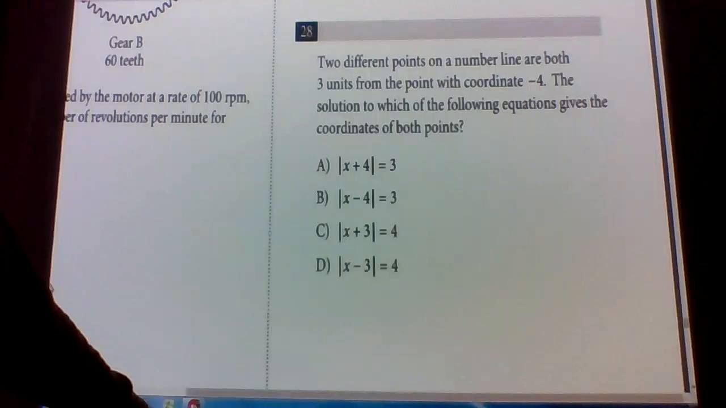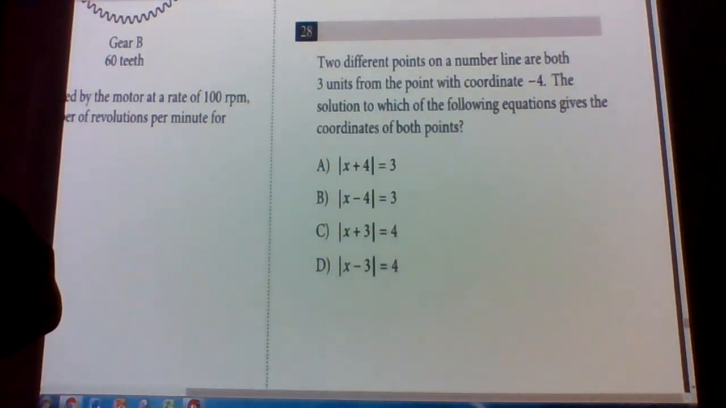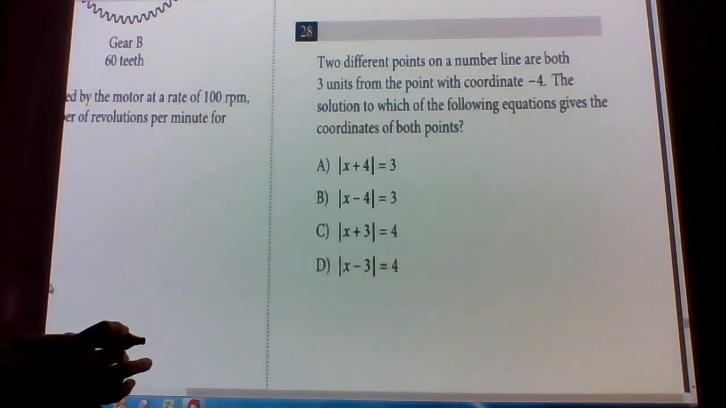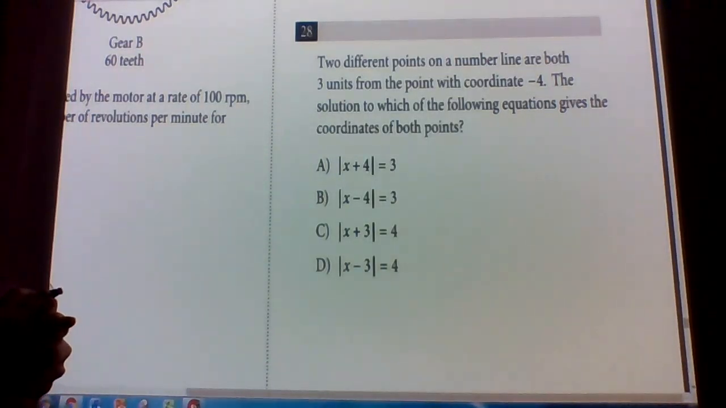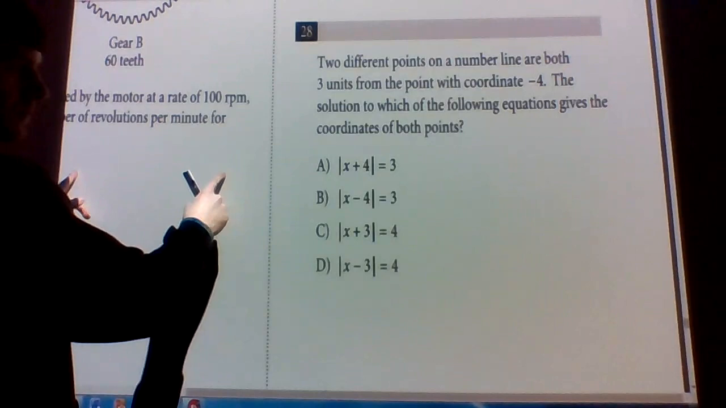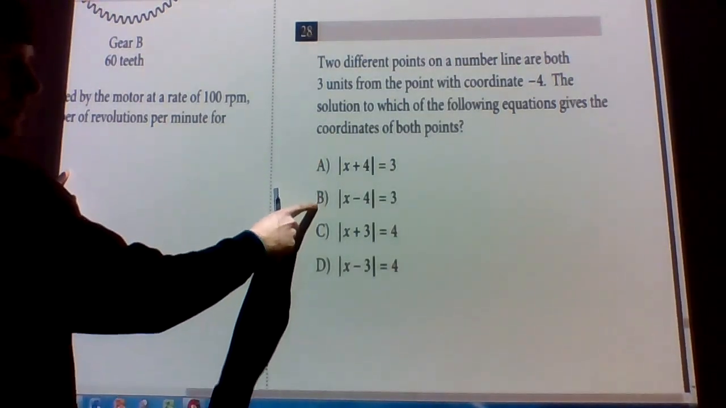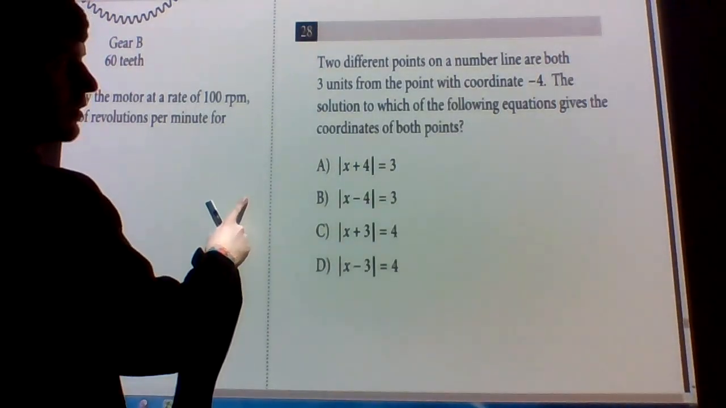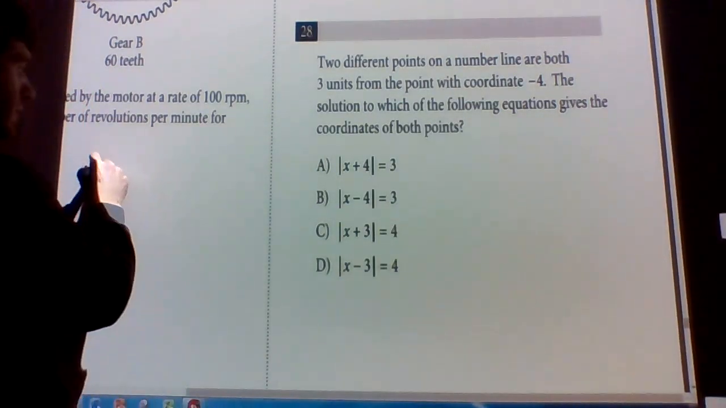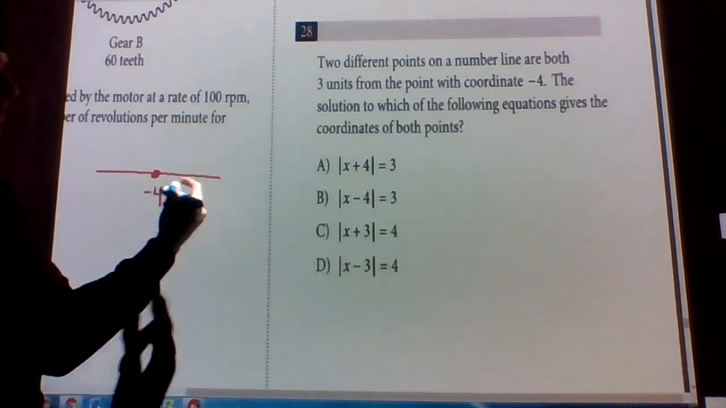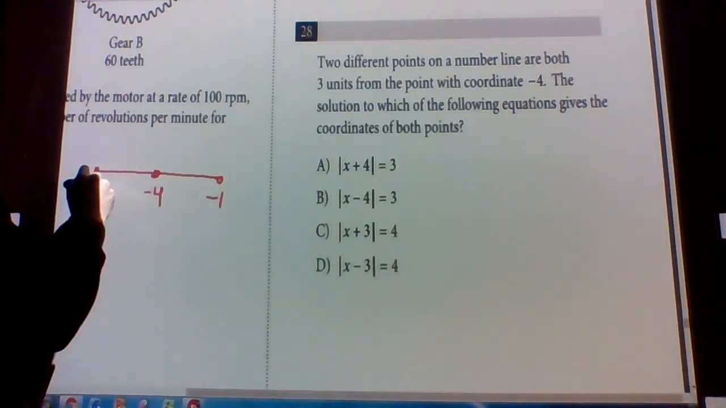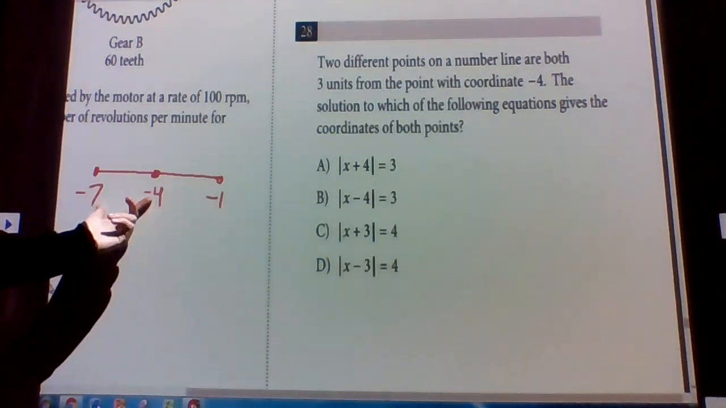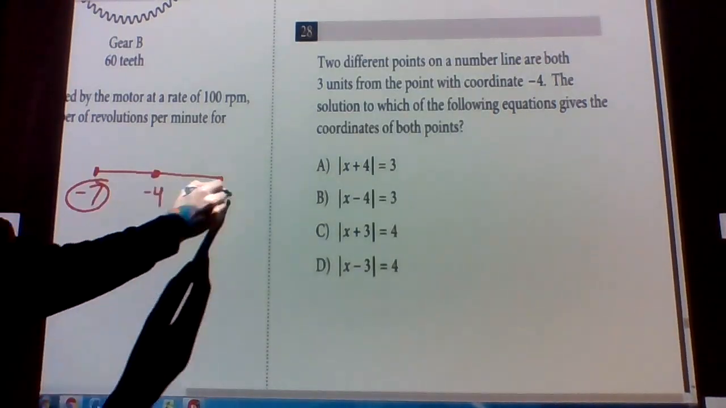Okay, well you can try each one of these. Two different points on a number line are both 3 units away. It's gonna be A or B, right? Because if they're 3 units away, when you add or subtract 3 from the point at -4, 3 units away is gonna be -1 and -7. So you want your two solutions to be -1 and -7, it's gonna be B, I think.